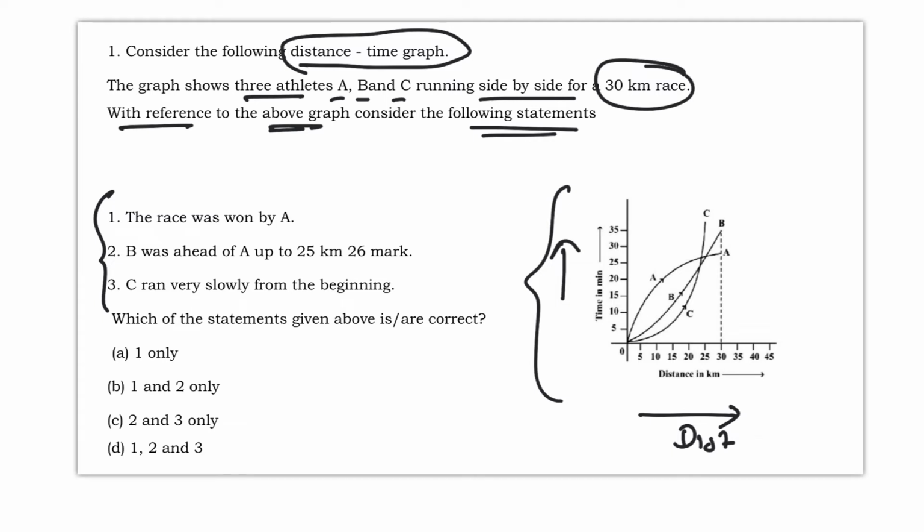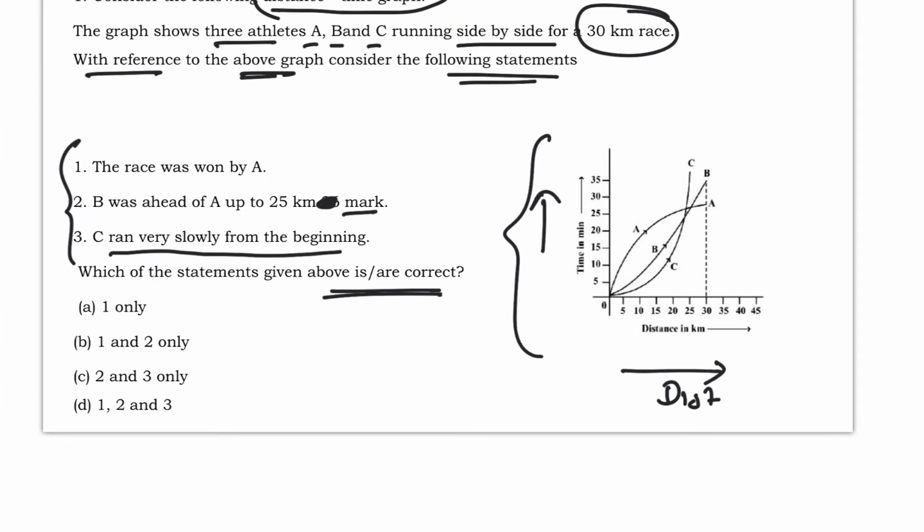Okay, so the race was won by A. B was ahead of A up to 25-kilometer mark. C ran very slowly from the beginning. So which of the statements given above is or are correct? Okay, so we need to examine the graph here, my dear friends. Okay, see here.